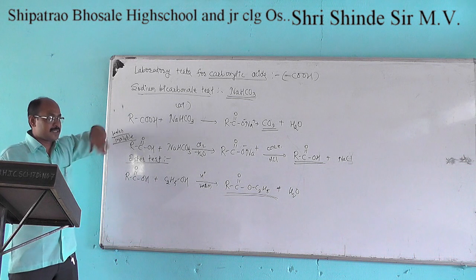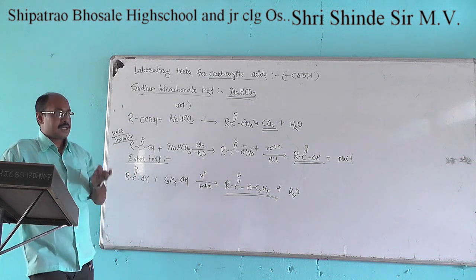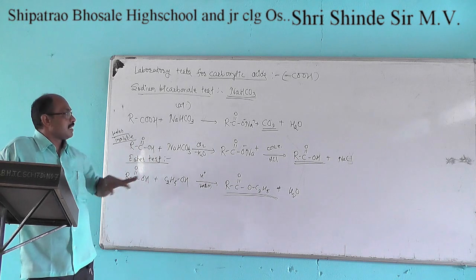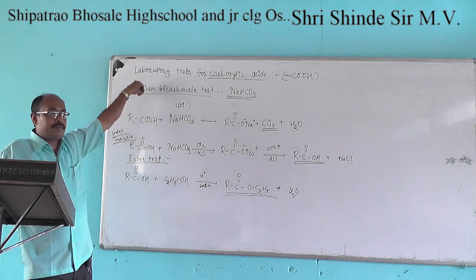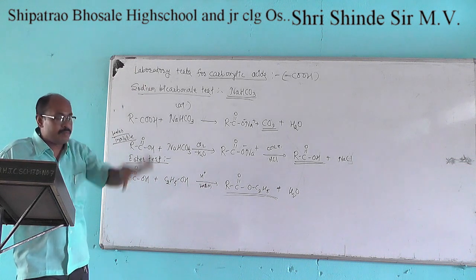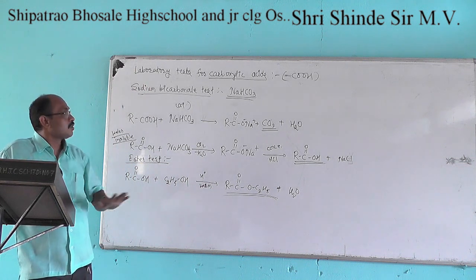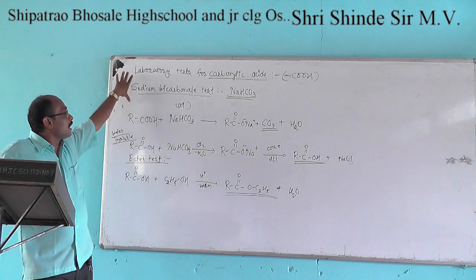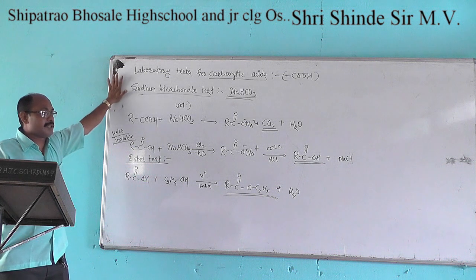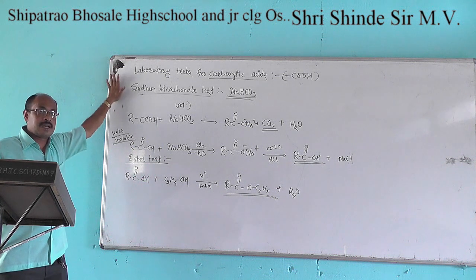These three tests, the litmus paper test, the sodium bicarbonate test, and the ester test, are useful for the confirmation or identification of the carboxyl group in the laboratory. So, these are the tests suggested for the confirmation of carboxylic acid.